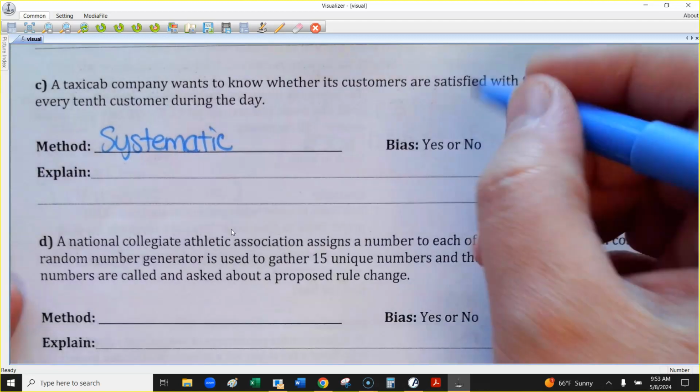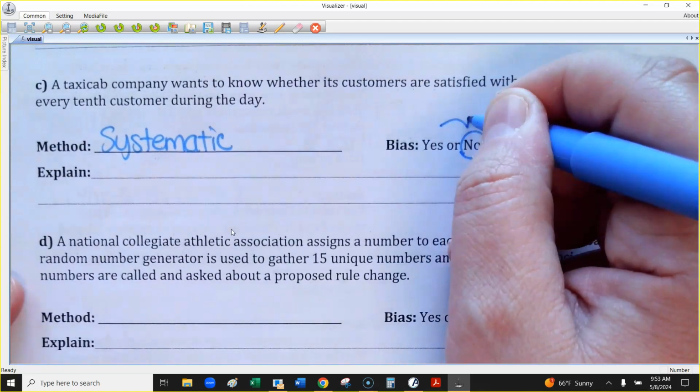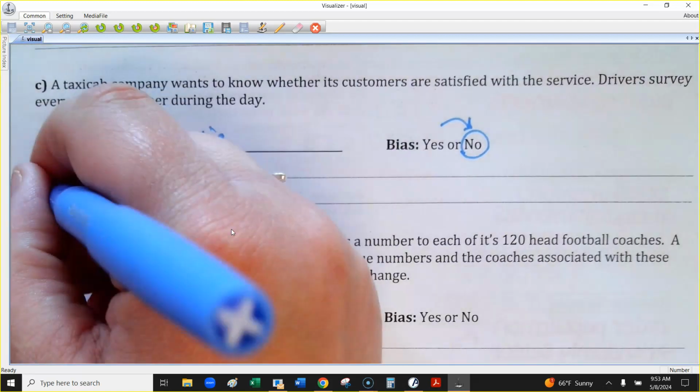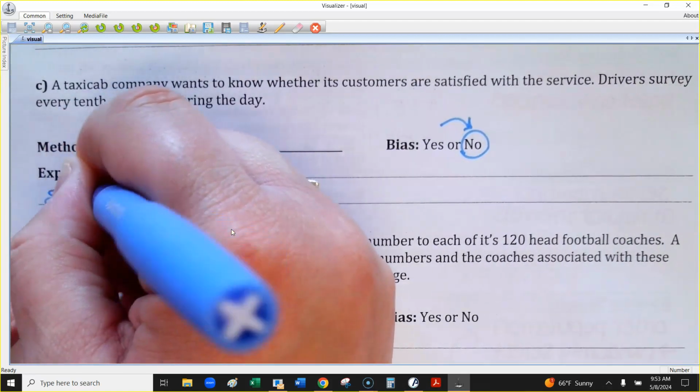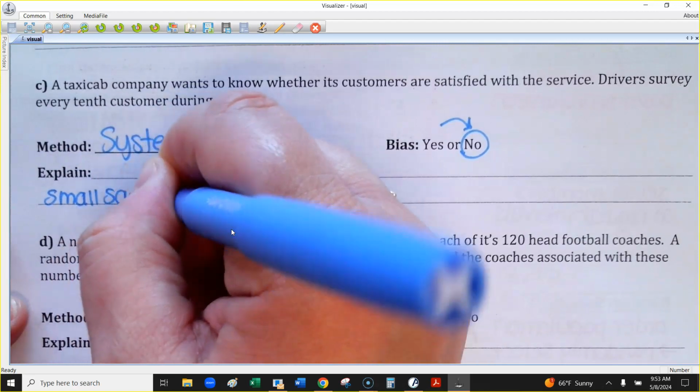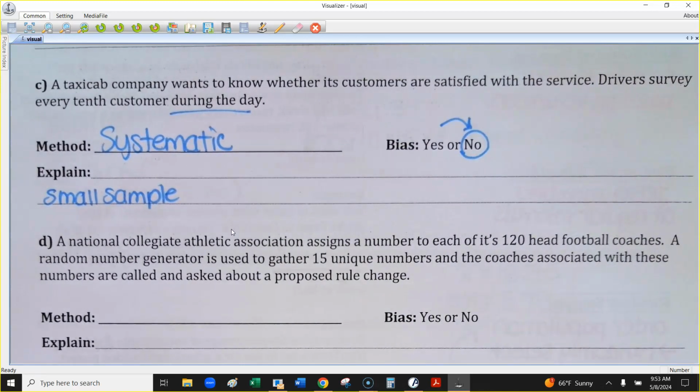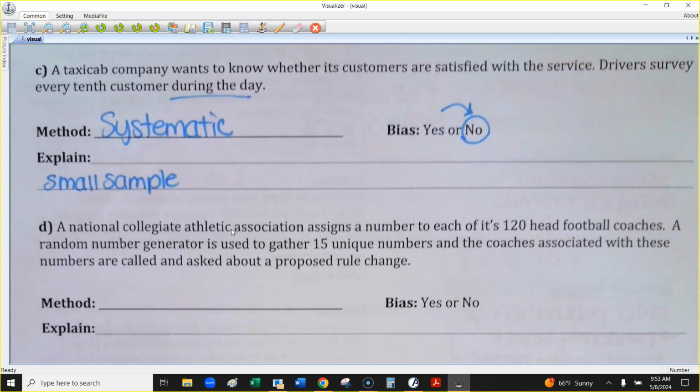I would argue this is probably not biased, because you're trying to figure out the service that you're providing, and you're using your customers to ask, so that makes sense. The one thing I would maybe say here is this is probably a small sample, because it just says during the day. If they said we were going to do this for like 2 weeks or a month, I would maybe argue, if you wanted to say this was biased, that there's a really small sample here. That would be one way. But in general, I think that one's pretty decent.